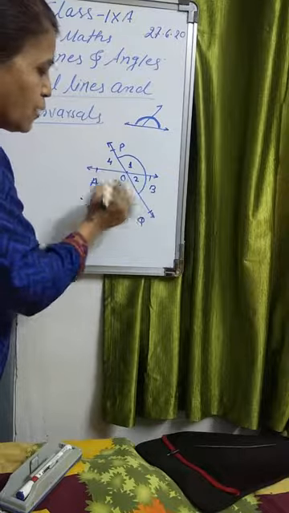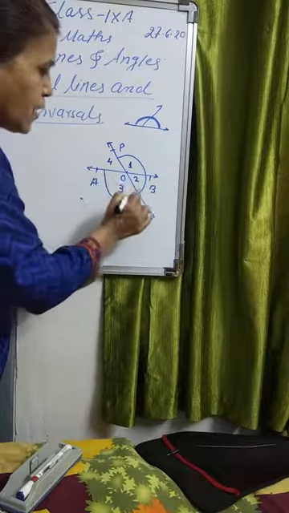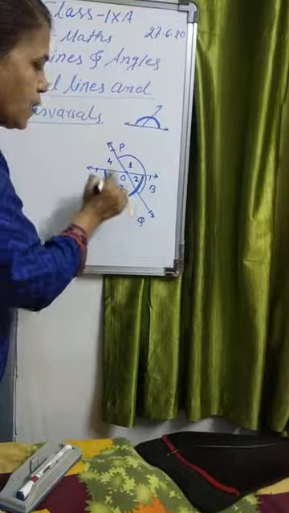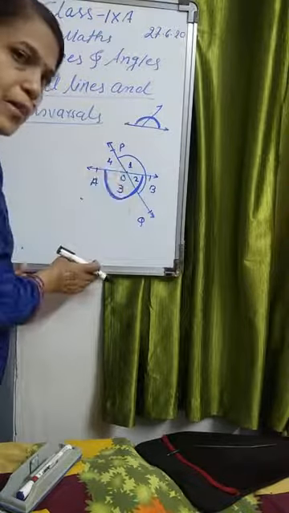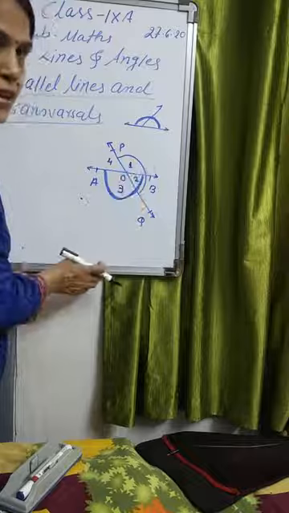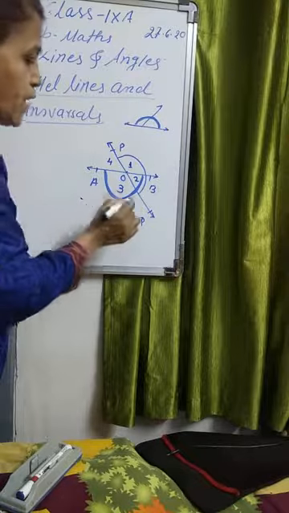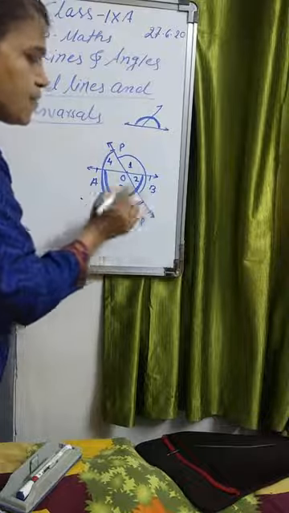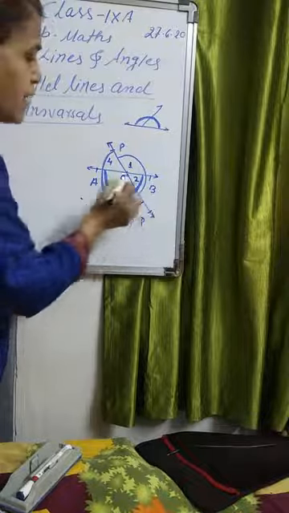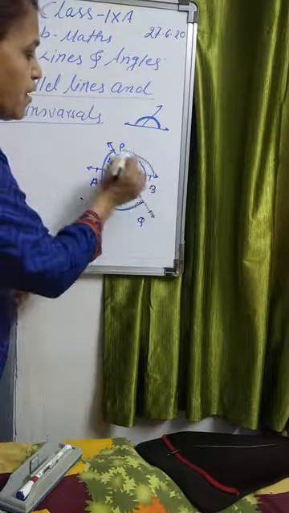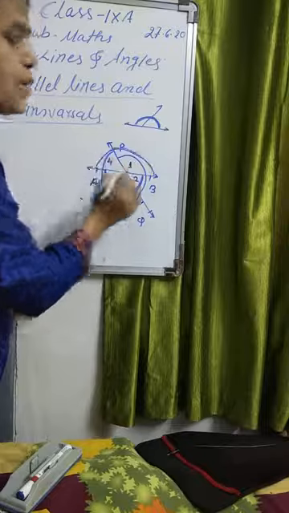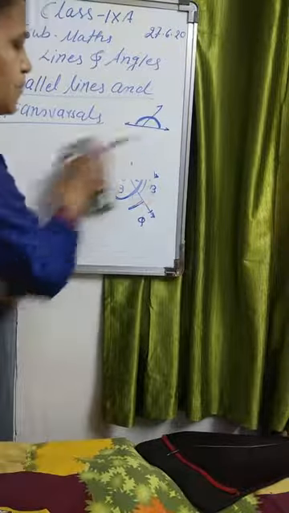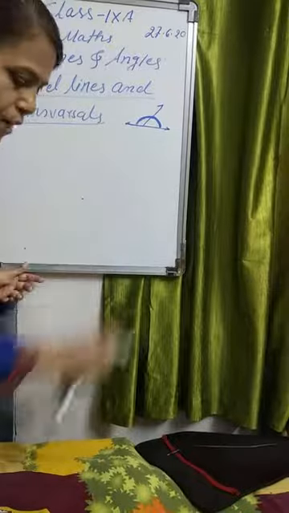Sorry. Angle 2 and 3 form a linear pair. The sum of these two angles is the 180 degree. Similarly, angle 3 and 4 is the 180 degree linear pair. And again angle 1 and 4 form a linear pair. Is it clear?